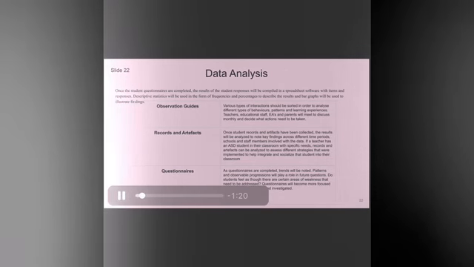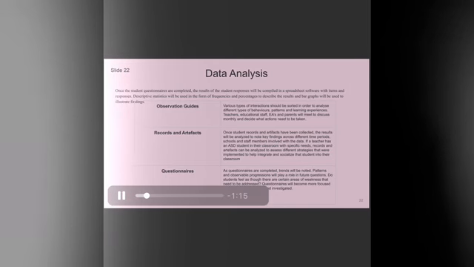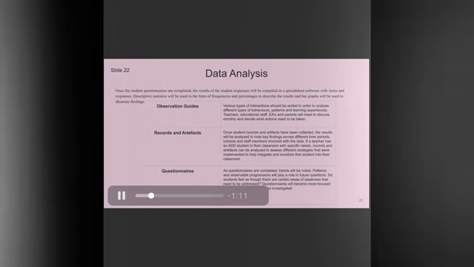Slide 22 is our data analysis. Once student questionnaires are completed, the results of the student responses will be compiled into a spreadsheet with items and responses. Descriptive statistics will be used in the form of frequencies and percentages to describe the results, and bar graphs will be used to illustrate findings. In terms of our observation guides, various types of interaction should be sorted in order to analyze different types of behavior, patterns, and learning experiences. Teachers, educational staff, EAs, and parents will meet monthly to discuss and decide what actions need to be taken.